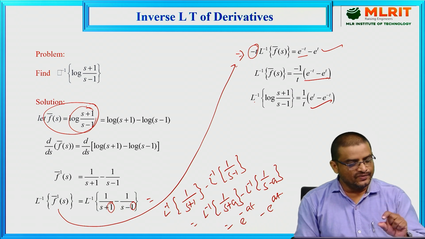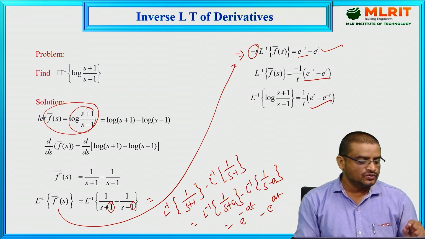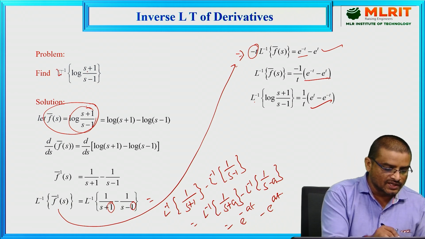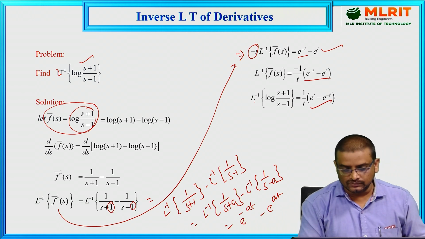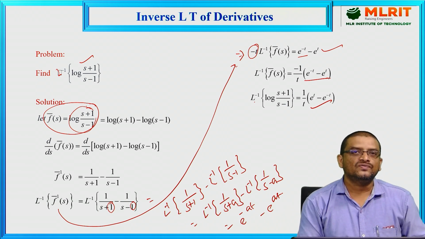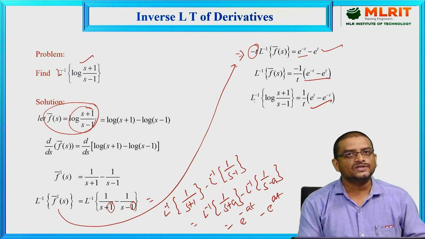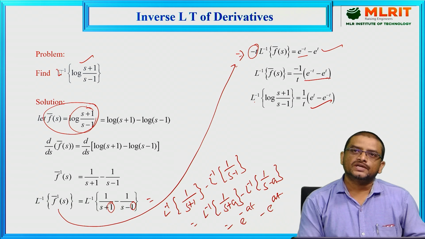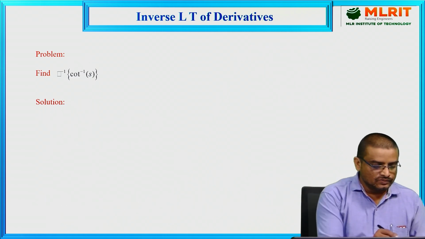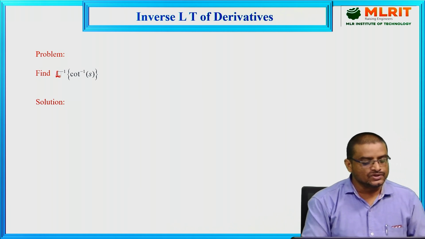So this is the way we can apply the inverse Laplace transform of derivative to find the inverse Laplace transform for the logarithmic function. This is the simple logic we have to apply to get the inverse Laplace transform of logarithmic functions. And similarly, we will go for the next one. We will take some inverse trigonometric function, either tan inverse or cot inverse. So now let us take the next problem, that is L inverse of cot inverse of s.